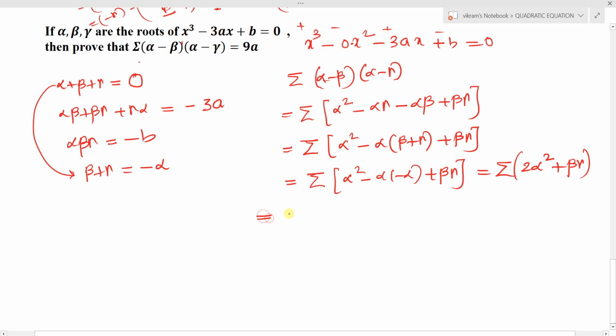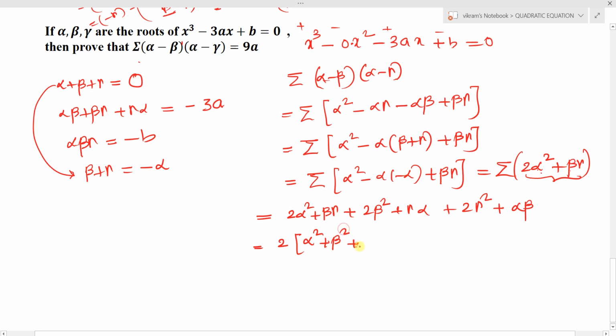That means here we obtain 2 alpha square plus beta gamma, plus 2 beta square plus gamma alpha, then in the next one, 2 gamma square plus alpha beta. Are you getting it? So 2 alpha square plus beta gamma, next term will be 2 beta square plus gamma alpha, next term will be 2 gamma square plus alpha beta. So now we write this as 2 times alpha square plus beta square plus gamma square plus alpha beta plus beta gamma plus gamma alpha.